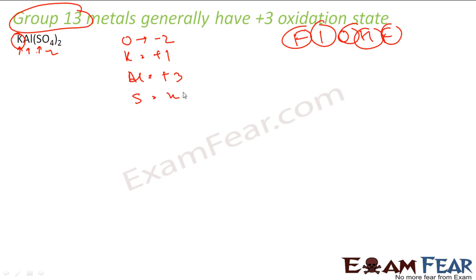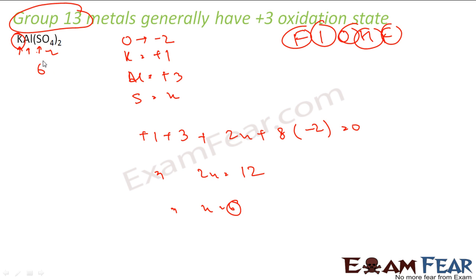And sulfur I can assume as X. So if you solve this, you get K is +1, plus aluminum is +3, plus S is 2X, oxygen is 4 into 2 into -2, which is -8, total is 0. If you solve this, you get 2X is equal to 16 minus 4, that is 12. X comes out to be 6. So this is 6.